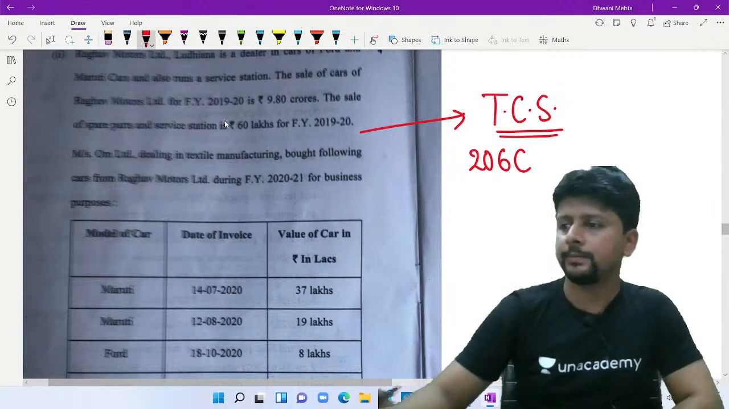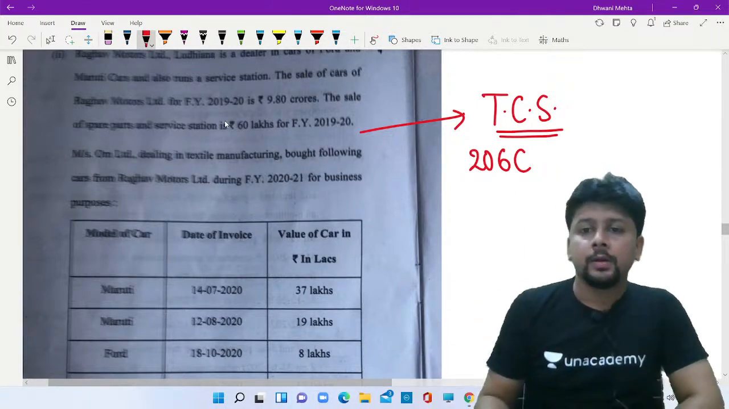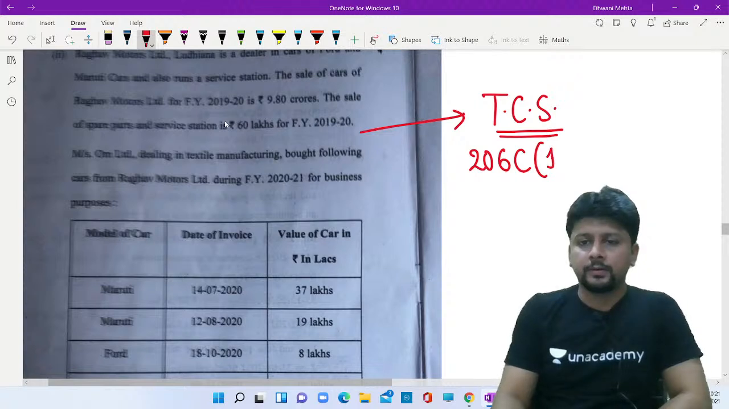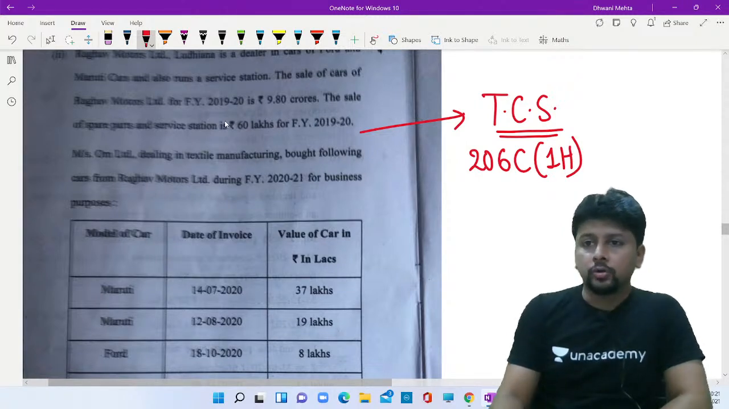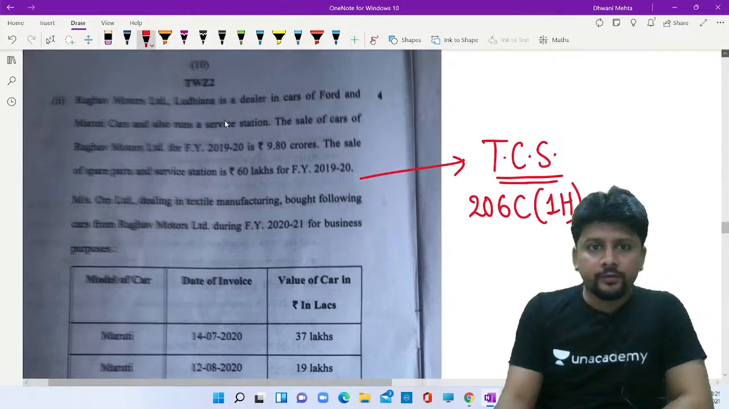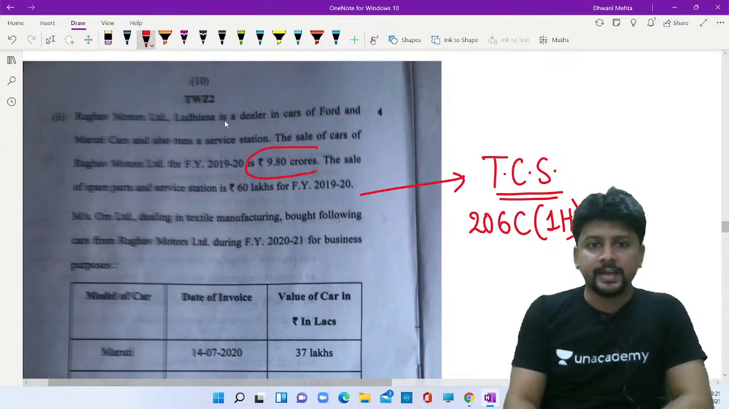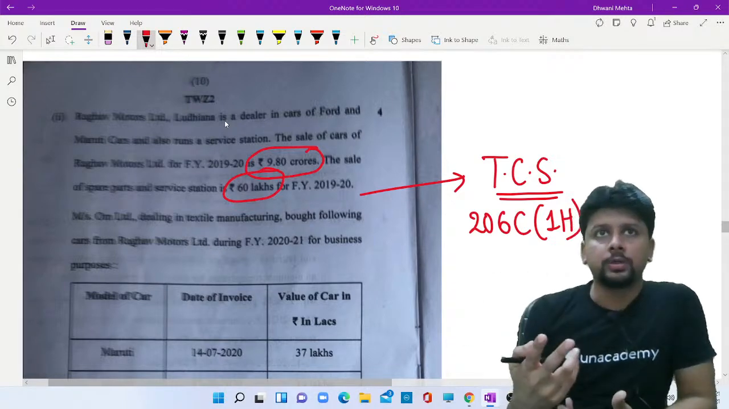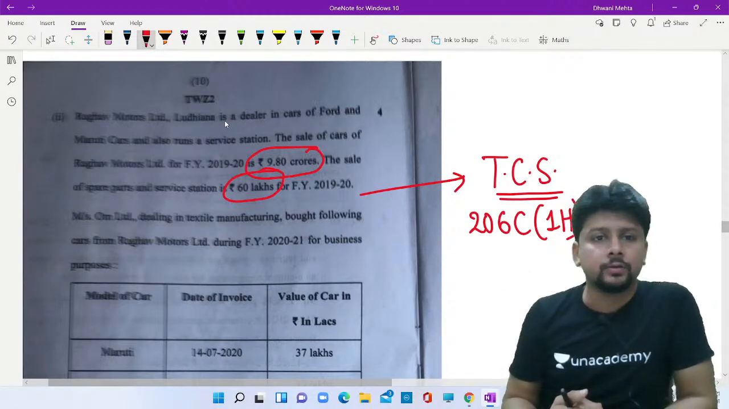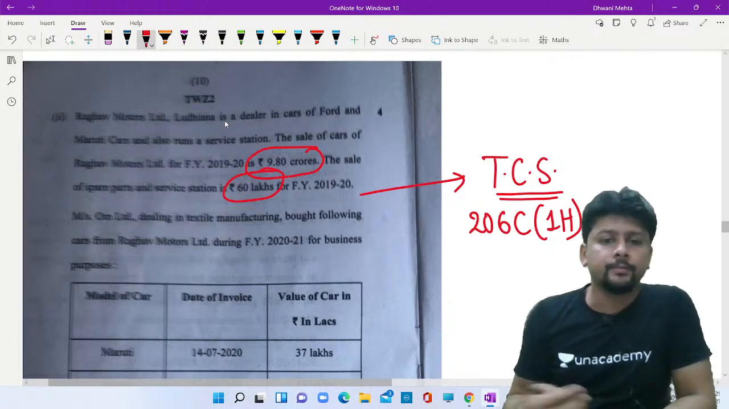Yeah, TCS has had amendments. Subsection 1H has been created. So the question gave you information about the turnover. It was 9.8 crores from one business and 60 lakhs from the other business. So totaling the two turnovers, your turnover exceeded 10 crores in the preceding financial year.